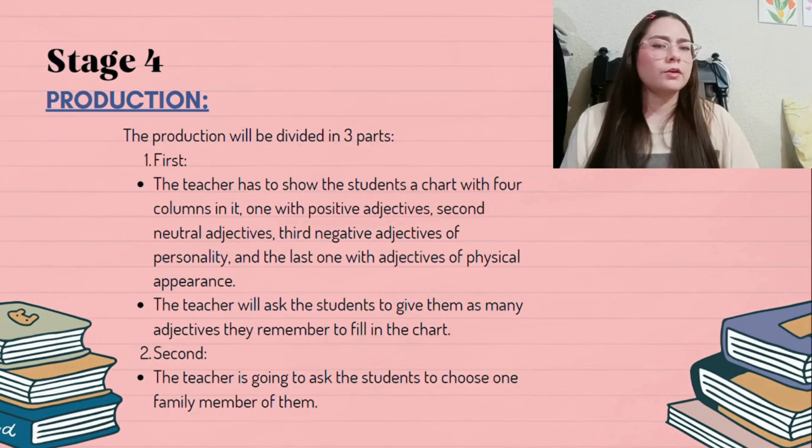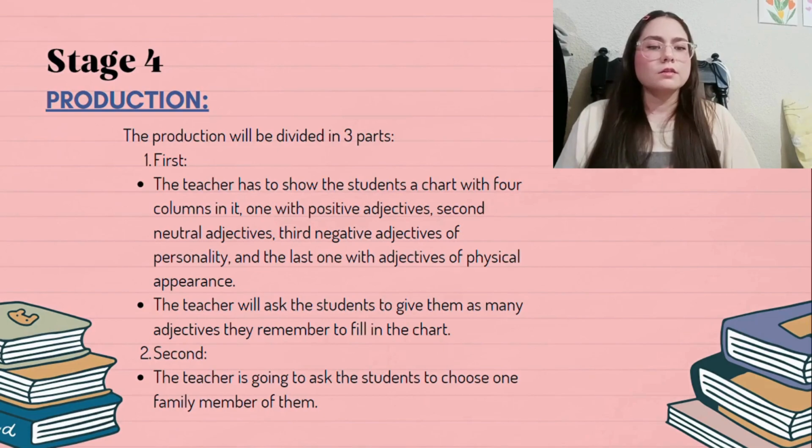And we are going to stage 4, production. The production will be divided in 3 parts. In the first part, the teacher has to show the students a chart with 4 columns in it. One with positive adjectives, second neutral adjectives, third negative adjectives of personality, and the last one with adjectives of physical appearance. The teacher will ask the students to give as many adjectives as they remember to fill in the chart.